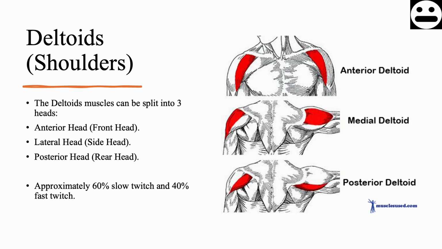Next, we have deltoids, which are known as shoulders, and they are split into 3 heads: anterior head, medial head, and posterior head. And you can see for yourself where they are located in this picture here. And if you want boulders instead of shoulders, you're gonna have to train it all around for that 3D look. And they tend to be 60% slow twitch and 40% fast twitch muscle fibers.